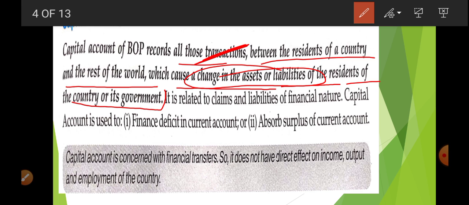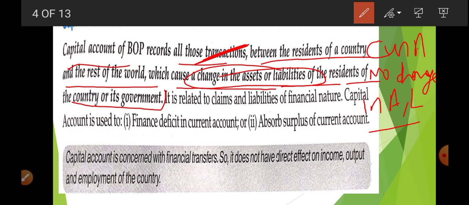On the other hand, if you talk about the current account, there will be no change in assets or liabilities. So that is current, but those transactions that are going to make a change are considered as the capital account. It is related to claims and liabilities of a financial nature. So now, capital account is related to what? Financial transfers.